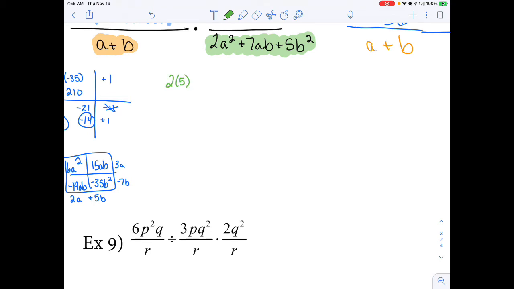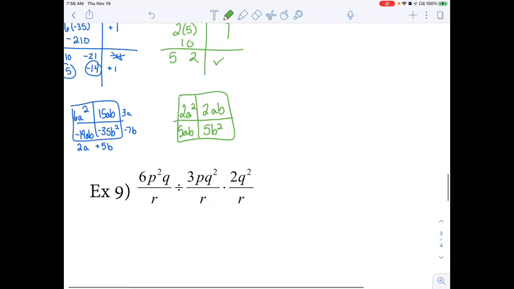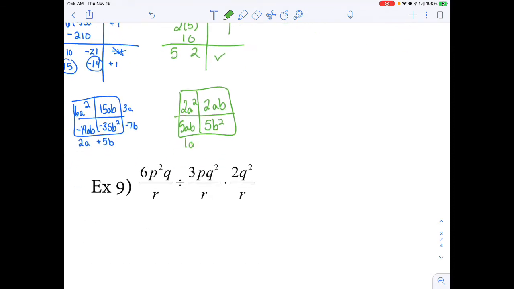So I'm going to do 2 times 5. Middle number is 7. That's 10. So I know my magic numbers are 5 and 2 because they multiply to 10, add to 7. Go to your box. 2a squared, 5b squared, 5ab for my magic number 1, 2ab for my magic number 2. GCF is 1a, GCF is 1b, GCF is 2a, GCF is positive 5b.